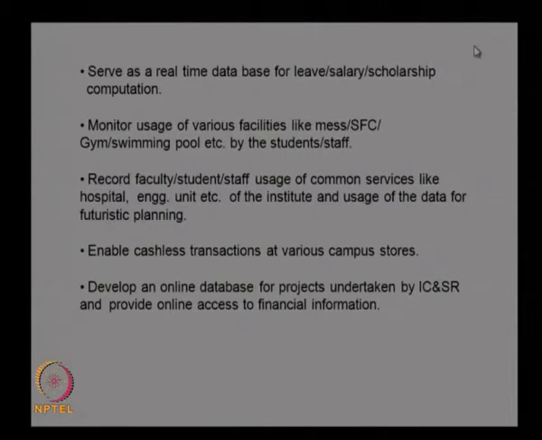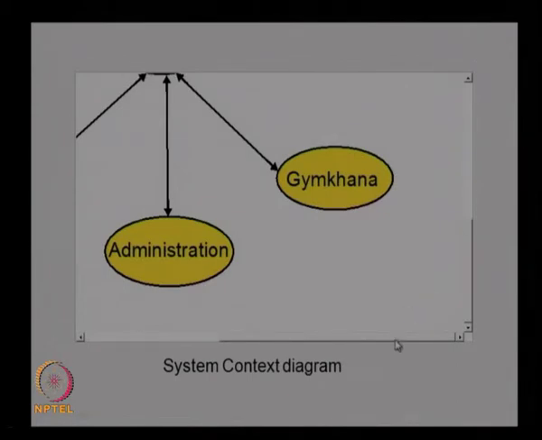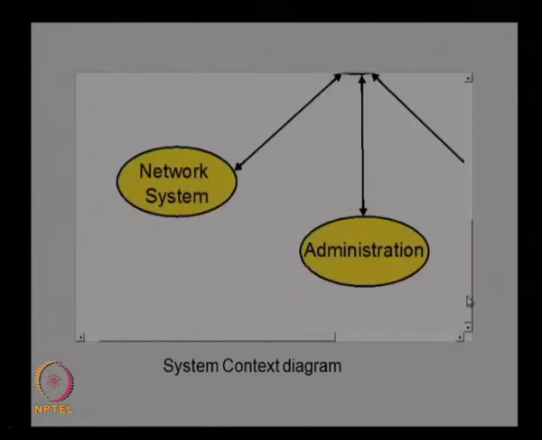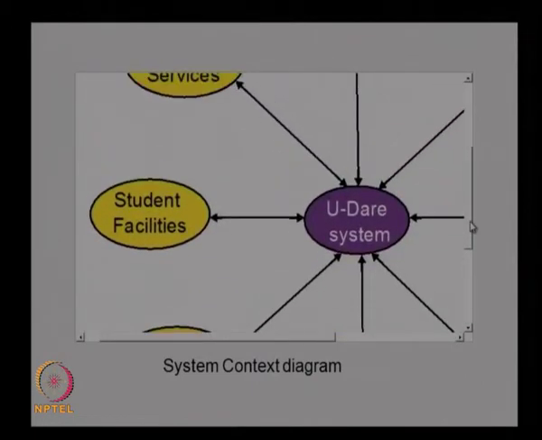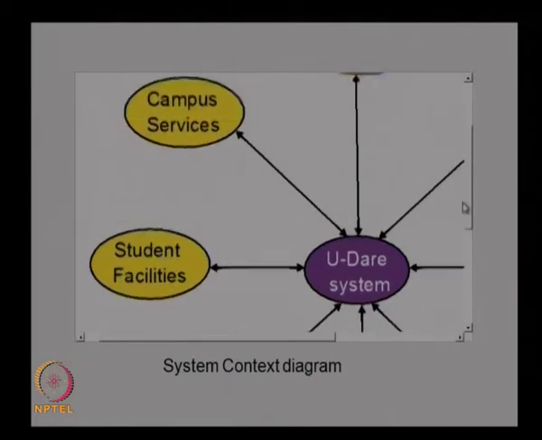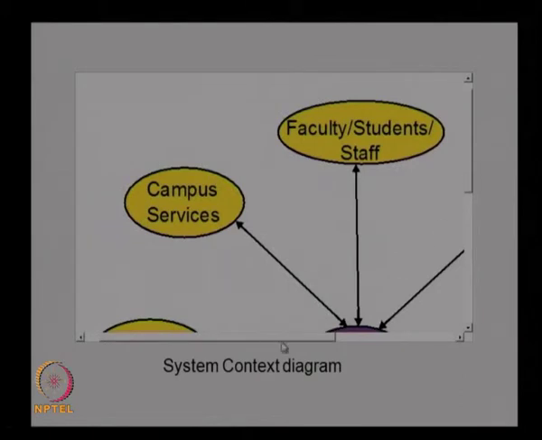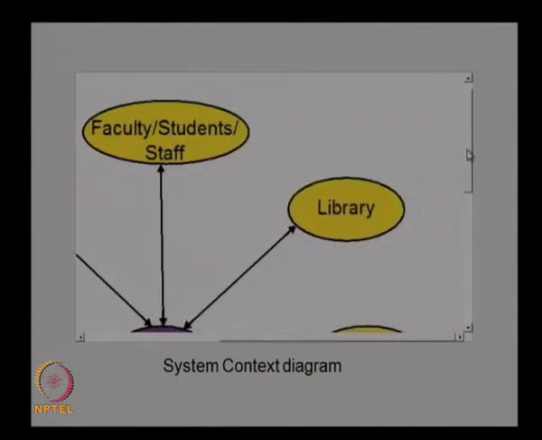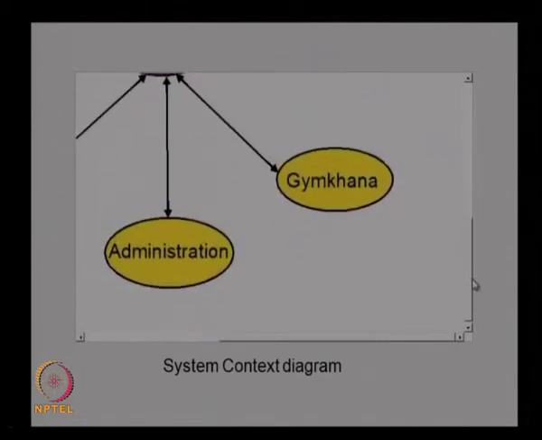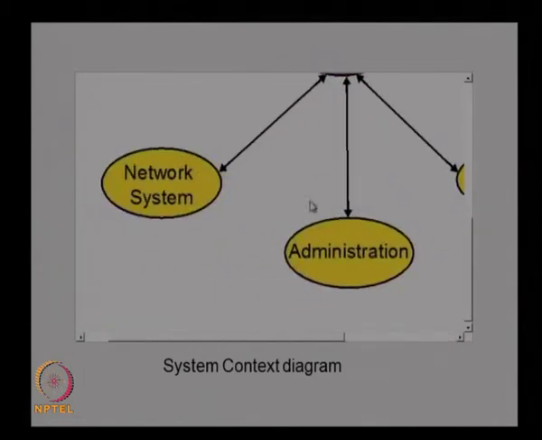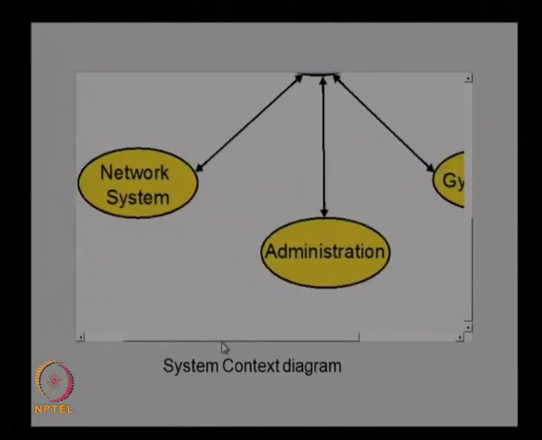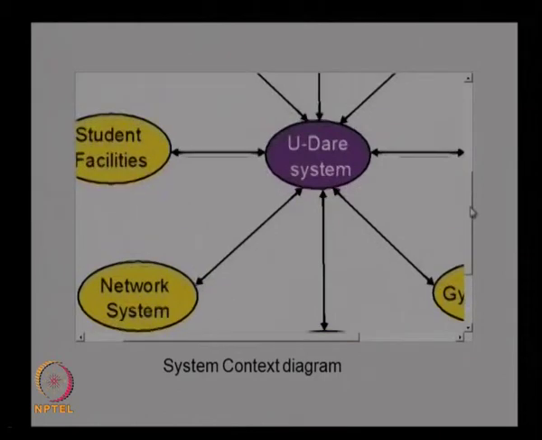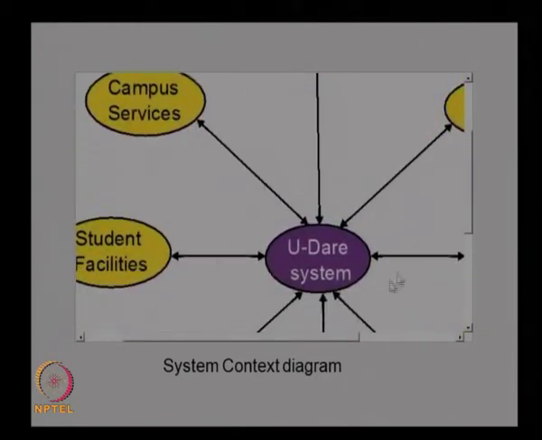Now, how do we provide these? We need to look at the context diagram and the various entities which will be interacting with the system. If this is the UDARES system, then these are the external systems that will be interacting with it. You can see campus services, faculty, students and staff, library, IC&SR, Gymkhana and administration. Of course, the administration includes the financial as well as academic activities. Then there is the network through which all the data will be transferred or exchanged with the different agencies or subsystems. So that is the context diagram for the UDARES system.